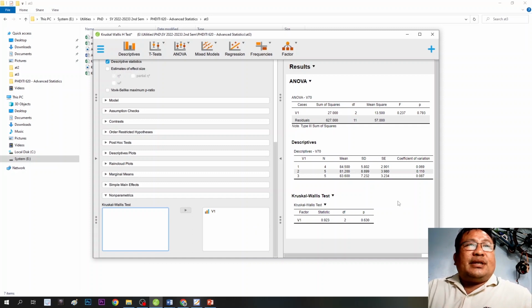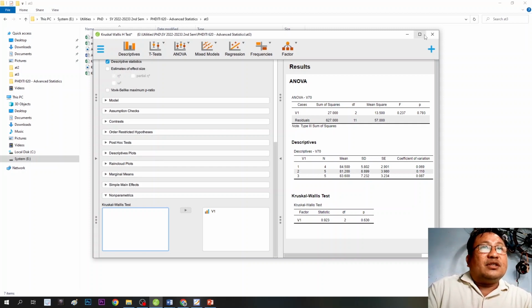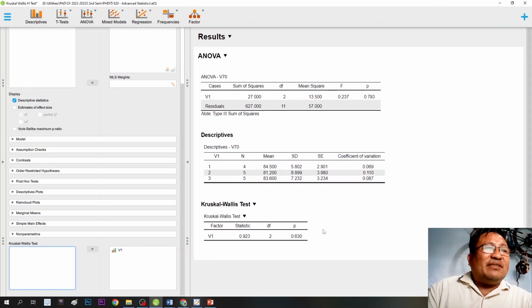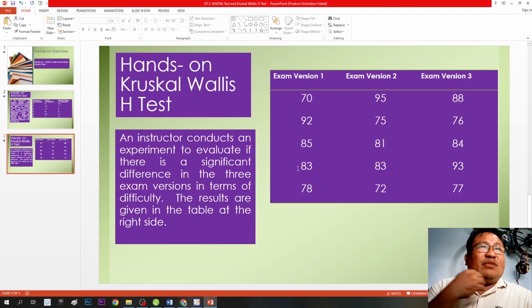which is the Kruskal-Wallis. So we can see that the p-value of the Kruskal-Wallis test is 0.630, which means that there is no significant difference between the three examinations that were conducted. So here, the exam version 1, exam version 2, and exam version 3 results have no significant difference.